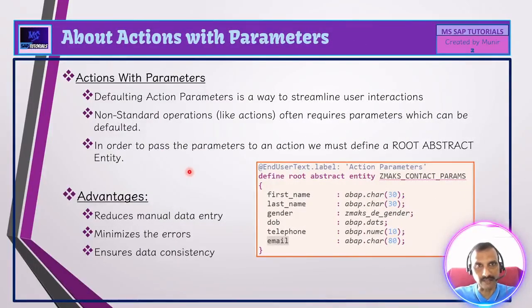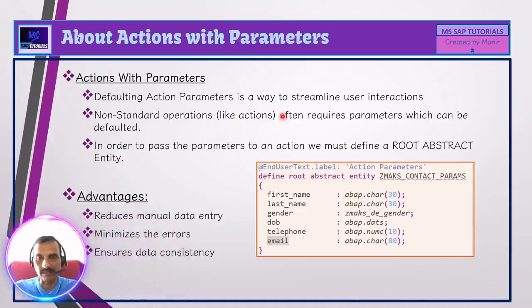Now, let us first understand what actions with parameters are. The action with parameters will allow us to default some of the parameters that we can pass as a default value, so that those values can be used to fill in the values that we want to change. Non-standard operations often require this kind of thing. Like for example, in our case, we are always shuffling.